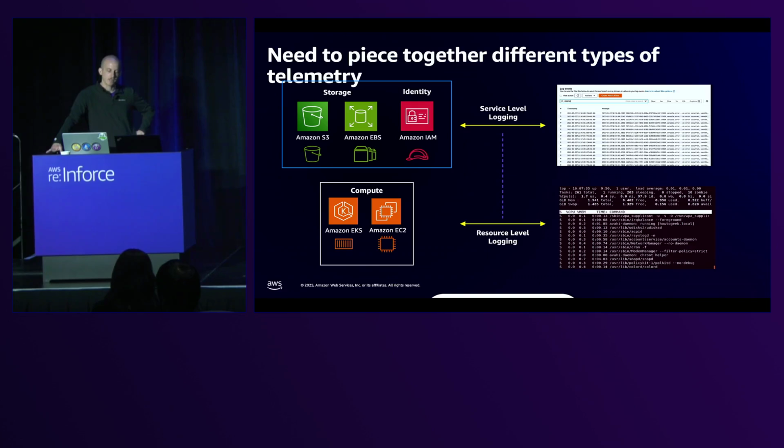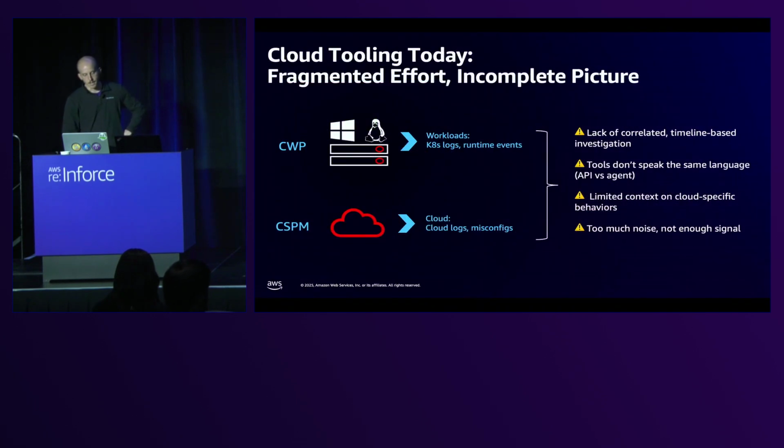The two things I do want to highlight here is it's really coming down to two buckets, which I've broken down here. That's service level logging, looking at those services themselves, the storage buckets, EBS volumes, identity and access management, and then also understanding what's going on at the resource level, understanding what's actually happening on your containers, your Kubernetes clusters, and those machines as well. And that's, in today's cloud tooling, a fragmented effort. And oftentimes, even in the most robust CNAPPs, it provides an incomplete picture.